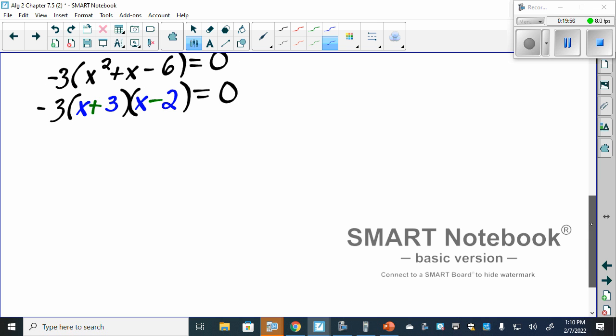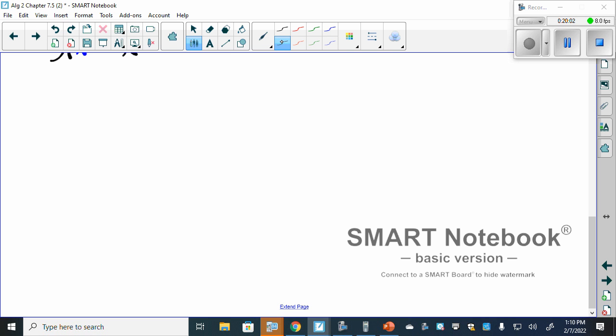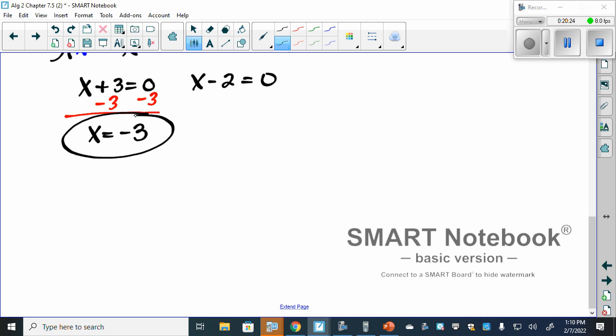We do have two things multiplied together to equal 0, yes? So one of them must be 0. So either x plus 3 is equal to 0, or x minus 2 is equal to 0. Well, for the x plus 3, we can subtract 3 from both sides, telling us x is equal to -3. For the x minus 2, we can add 2 to both sides, telling us x is equal to 2.